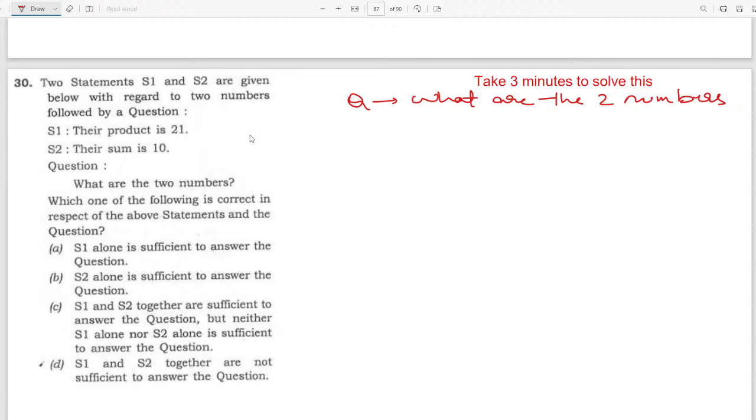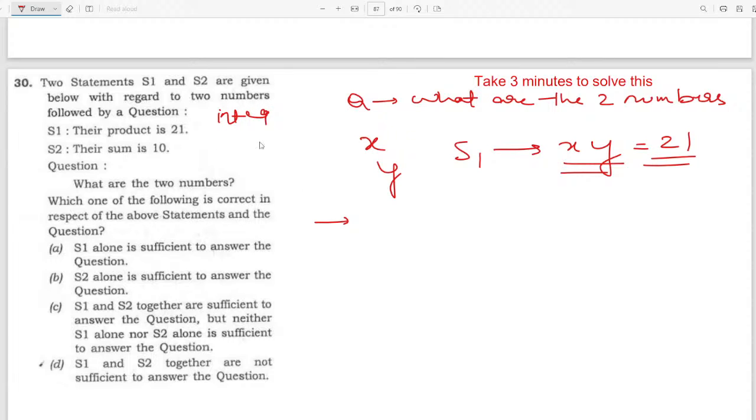So let the numbers be X and Y. Statement 1 says X into Y is equal to 21. They're asking what is X and Y. We cannot say what X and Y are, because they have not told us whether the numbers are integers or fractions. So there is no clear data, and we cannot determine X and Y just from statement 1.